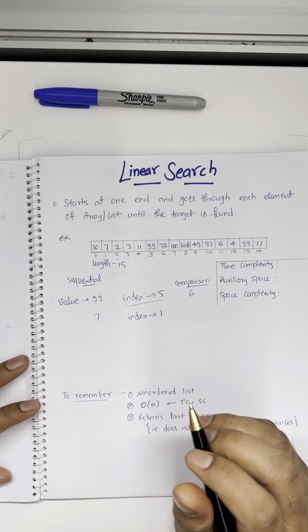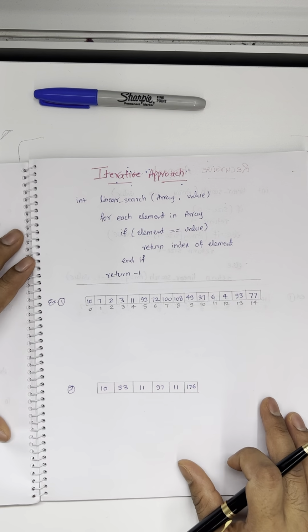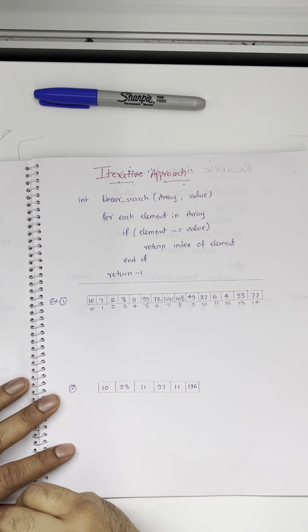What is the auxiliary space that we're using and what is the space complexity? To understand these more, we'll just go ahead and see the algorithm. So there are two approaches to implement the linear search algorithm. The first is the iterative approach. By iterative, we mean we move on to the element one by one using an iterator, like say we use a for loop or while loop.